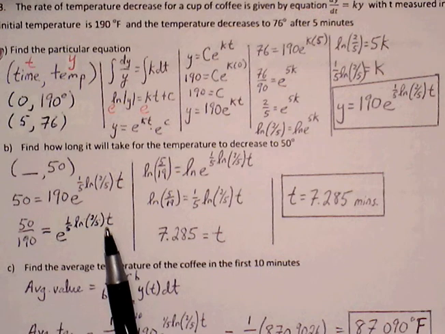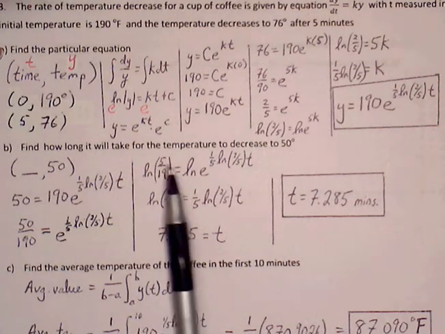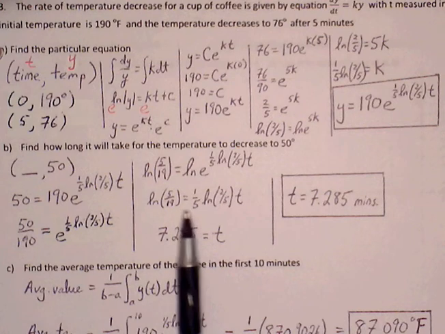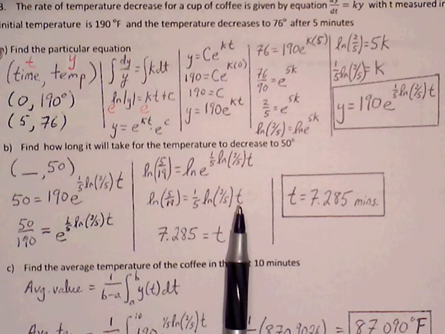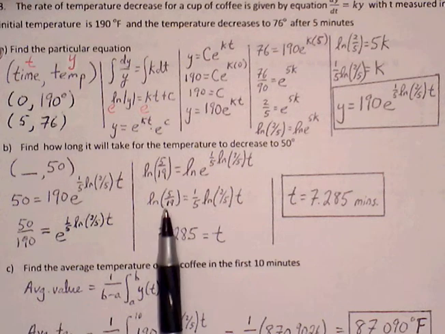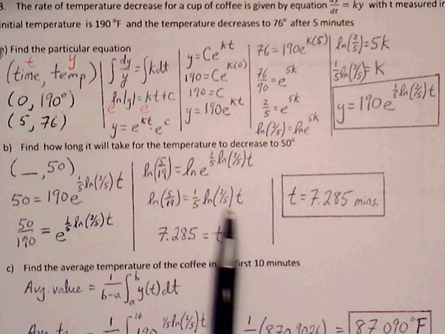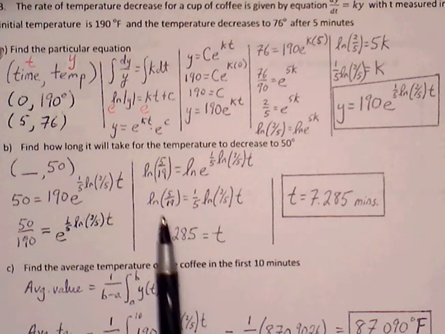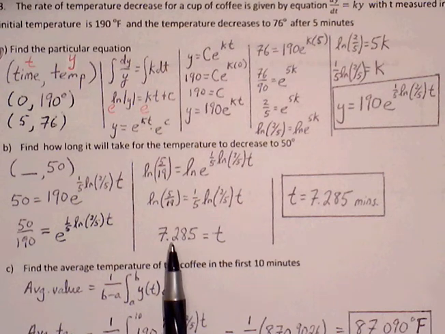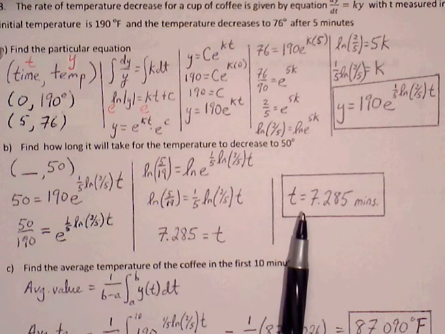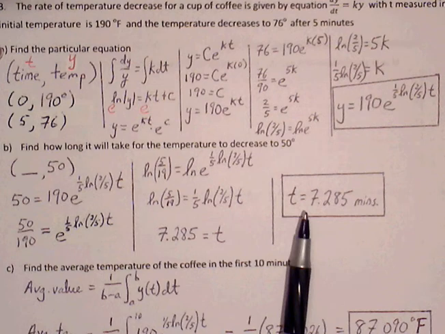Okay. This t is still sitting up as an exponent, so we need to take the natural log of both sides. So we do that, natural log of both sides. All this comes down in front, so we get 1/5 natural log of 2/5 times t is equal to ln of 5/19. So this is all just going to be one number, right? So to solve for t, we simply just divide all this to the other side. Plug in your calculator, you'll get 7.285. So it'll take a little more than 7 minutes for the temperature to decrease to 50 degrees.